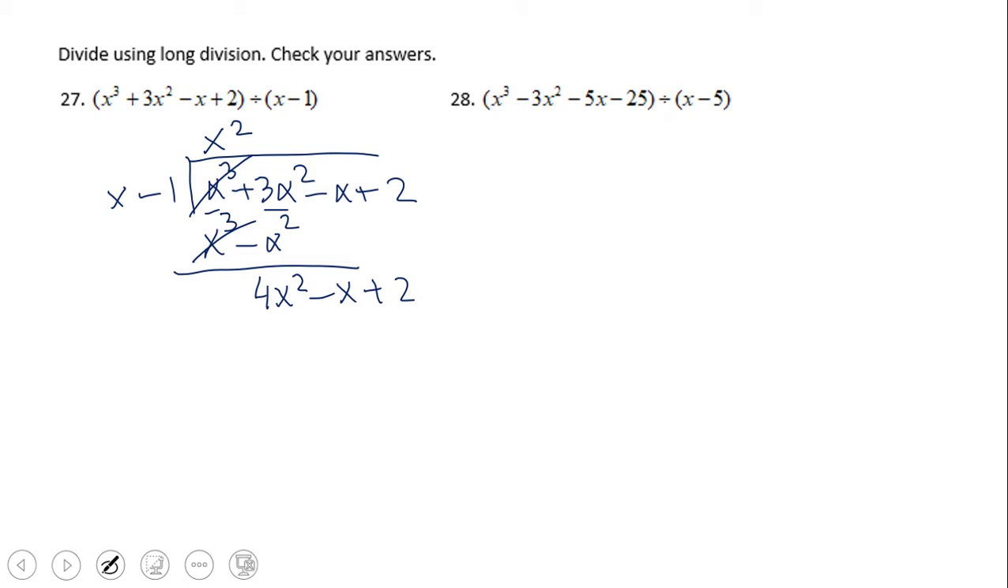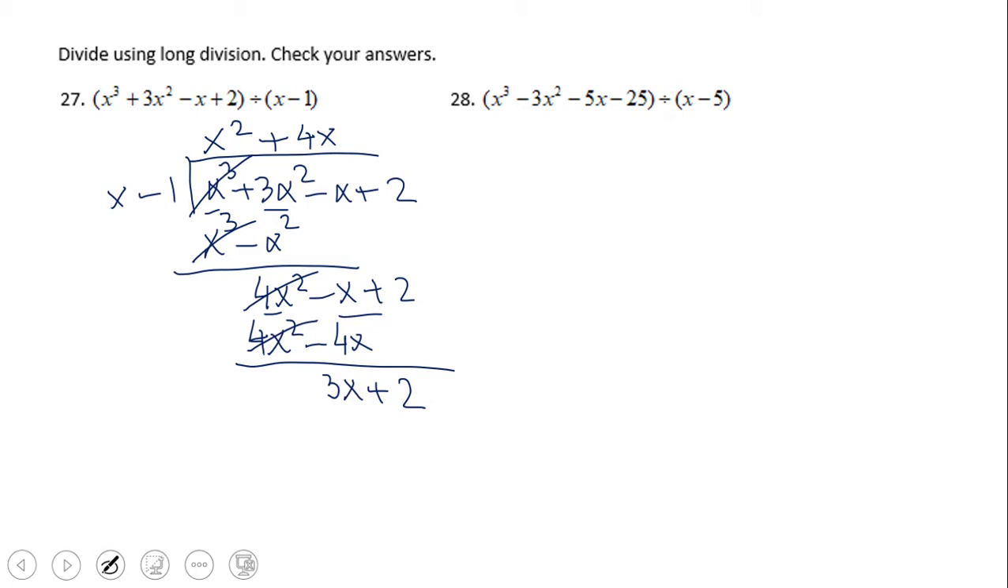And we drop the others, negative x and 2. And then we're going to multiply by 4x. 4x times x, 4x squared. 4x times negative 1, negative 4x. And again, we subtract them. And we have negative x minus negative 4x. That will be positive 3x plus 2.